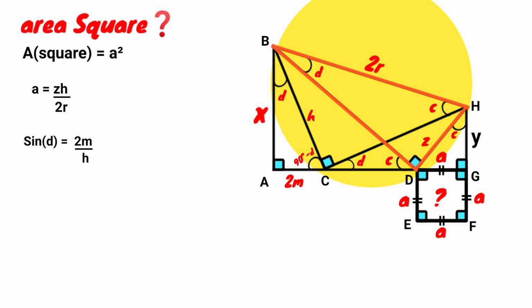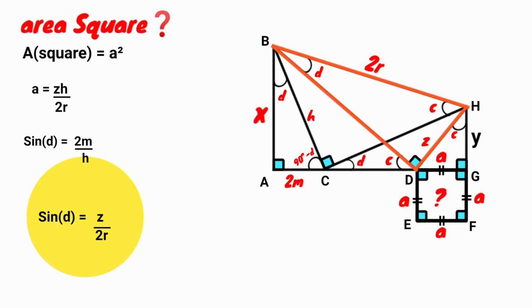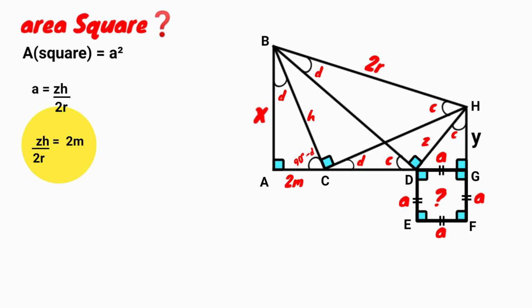Come to this triangle also. It is a right angle triangle. If we take this as theta, this is the opposite and this is the hypotenuse. Substitute them here. So sine D equal to z over 2r. Replace the sine D with z over 2r. So z over 2r equal to 2 meters over h. Multiply both sides by h. Here h cancels h, while here z over 2r times h is zh over 2r. So zh over 2r equal to 2 meters.